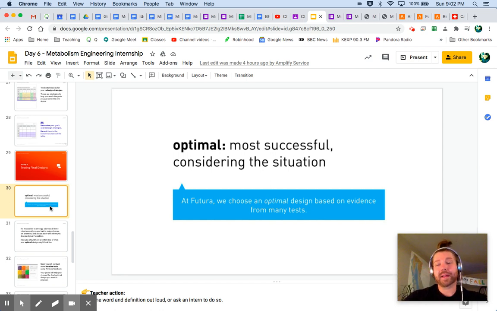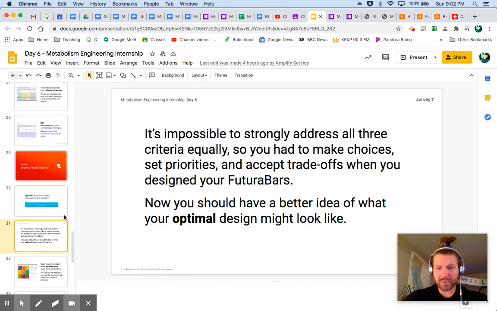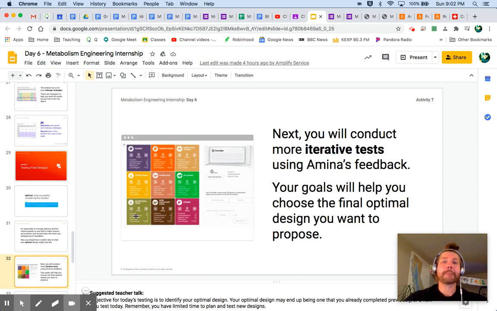We know that that might not happen. So I don't know, maybe optimal for us is that we're looking for pretty high numbers in all of those. It's impossible to strongly address all three criteria equally, so you had to make choices, set priorities, and accept trade-offs when you designed your Futura bars. Now you should have a better idea of what your optimal design might look like.